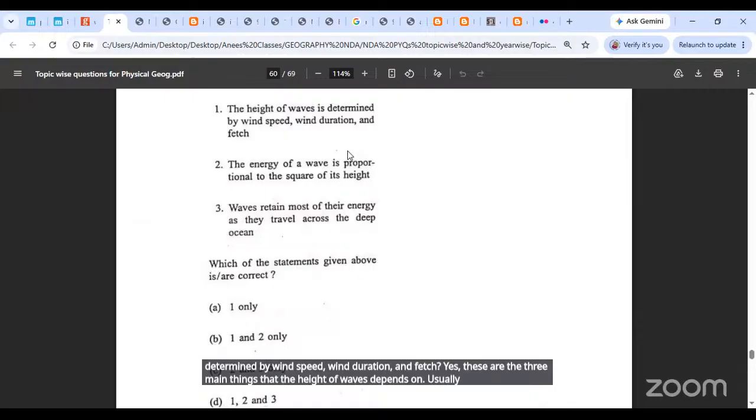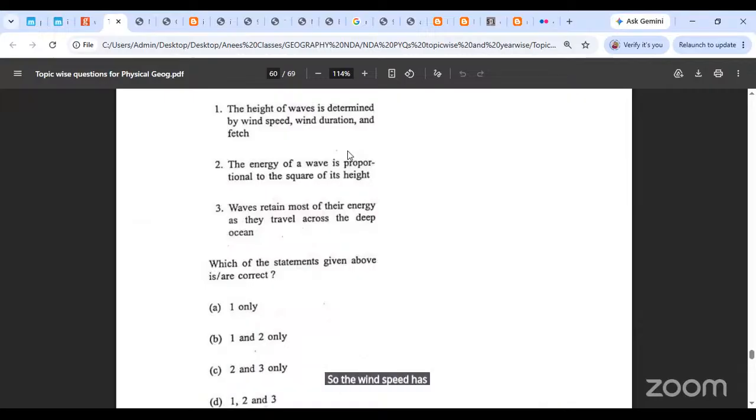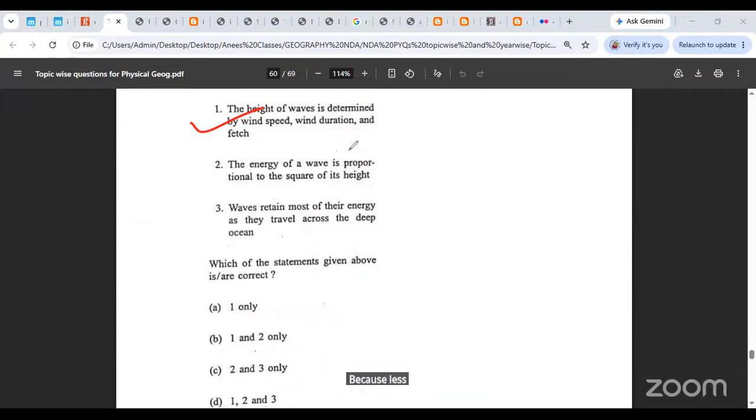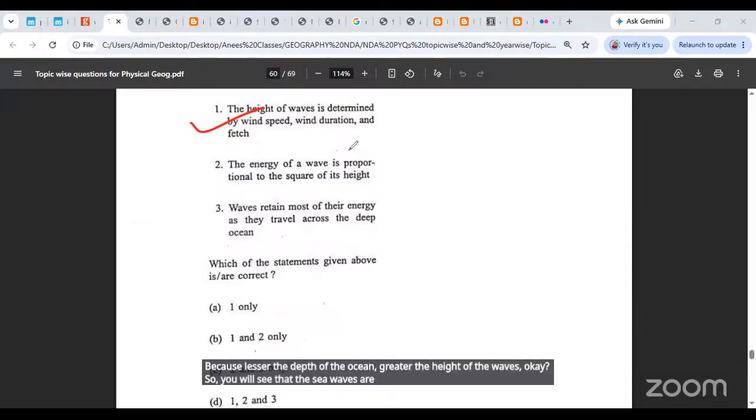Usually, the wind is the driving force behind the waves. So the wind speed has to be decided, the wind duration, for how much time the wind is driving those waves. And lastly, the fetch, meaning for how much uninterrupted distance can the wind blow. The wind pushes the water. That is the fetch. So yes, all these three things are correct. The height of the waves does depend on the wind speed. Additionally, it also depends upon the depth of the ocean, because lesser the depth of the ocean, greater the height of the waves.